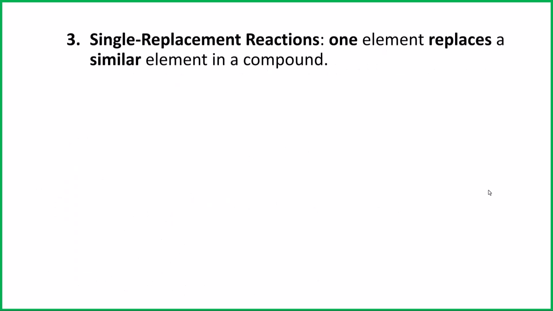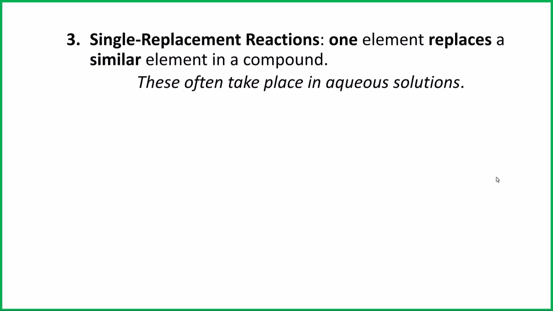Single replacement reactions occur when one element replaces a similar element in a compound. These often take place in aqueous solutions. So if we had 2 substances here, A, B, bonded together, plus another substance, C, that C might replace the B compound or element and give us AC plus B. So it has replaced one of these substances here.